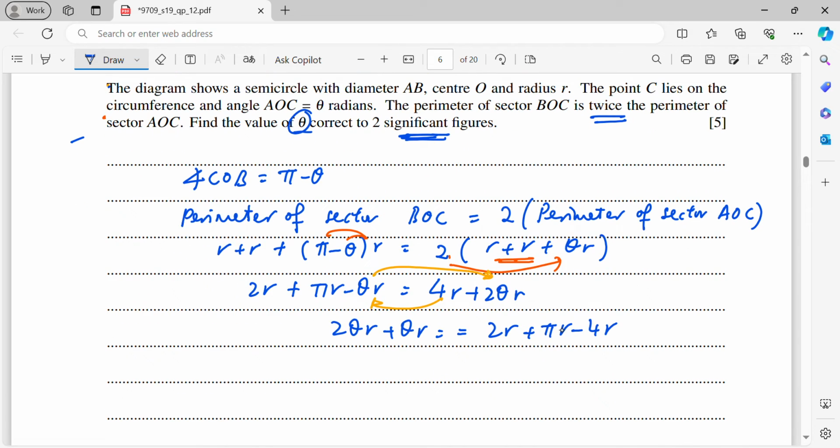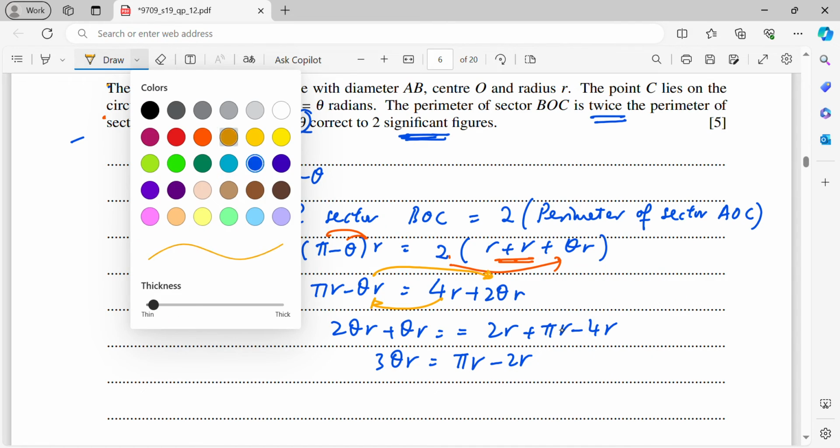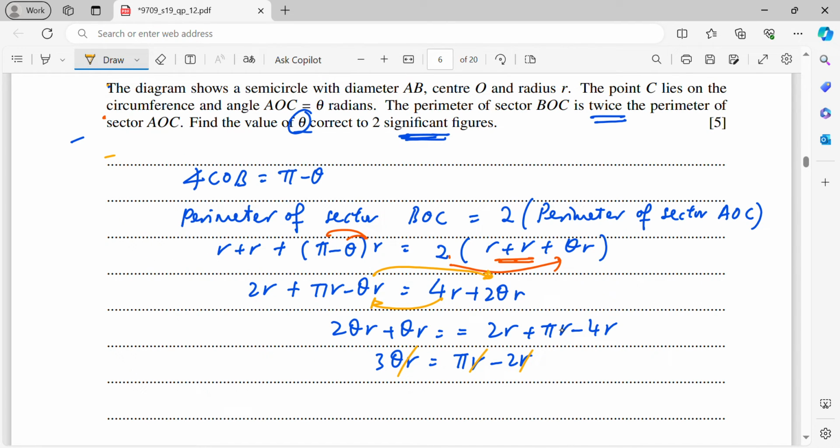Then from here you will be getting theta. Now you combine. For the left hand side, 2 theta r plus theta r is 3 theta r. Okay, for the right hand side, 2r minus 4r is minus 2r. So I will write pi r minus 2r. Right, so now all the r can be cancelled off. So just cancel the r from all the terms. That means now I'm getting 3 theta equals pi minus 2.